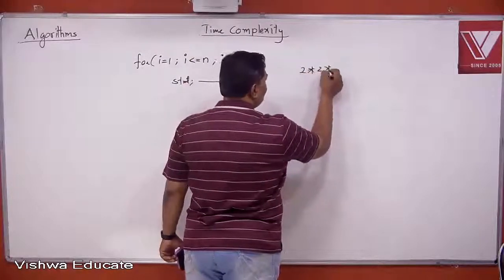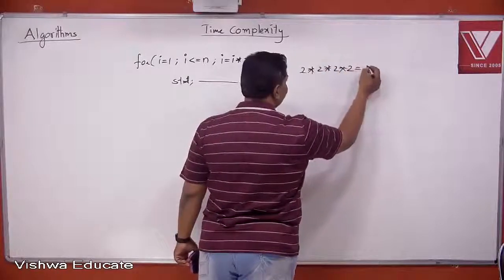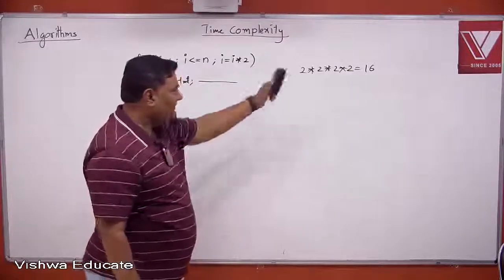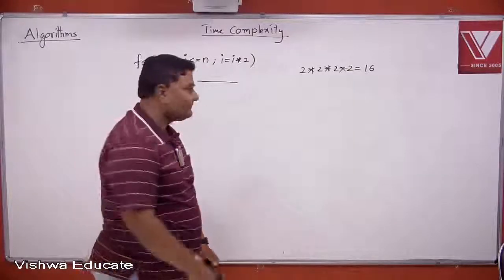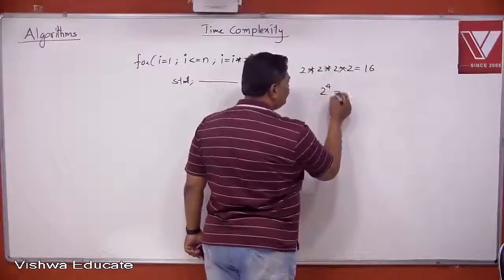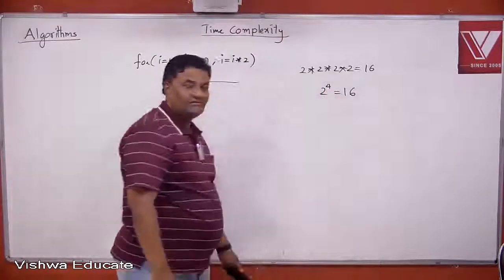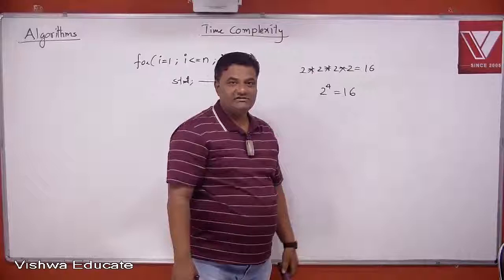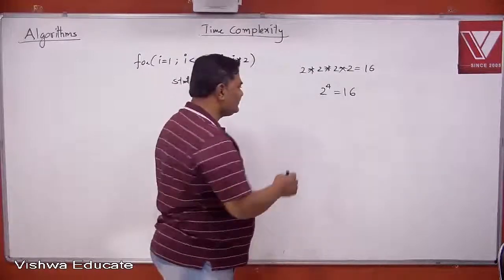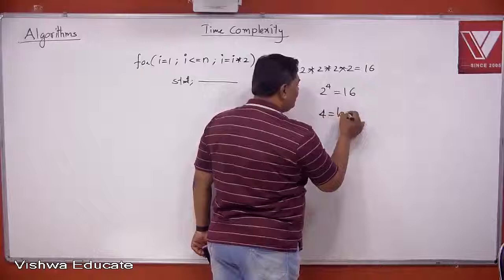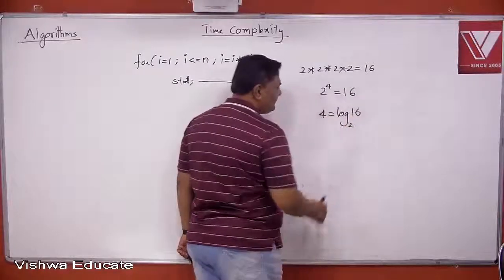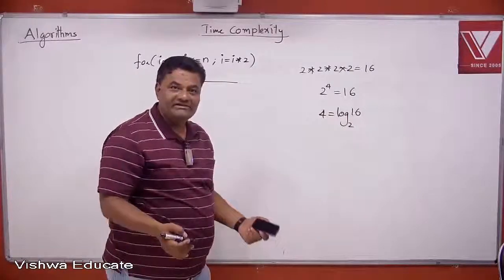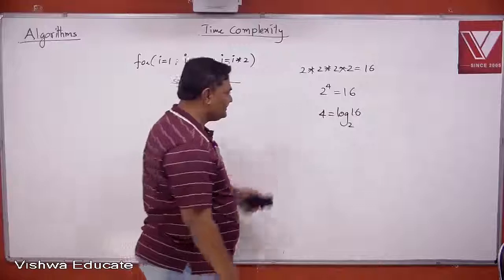2 into 2 into 2 into 2 is 16, right? How many times multiplied? 4 times. 2 power 4 is equal to 16. This is the power operation, and the answer is 16. The inverse of the power operation is 4 equals log 16 base 2. What does this mean? What does log 16 base 2 mean? Let us see.